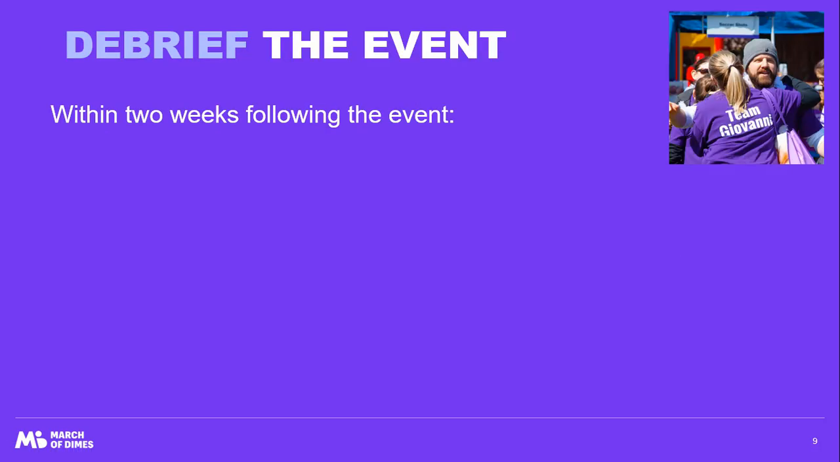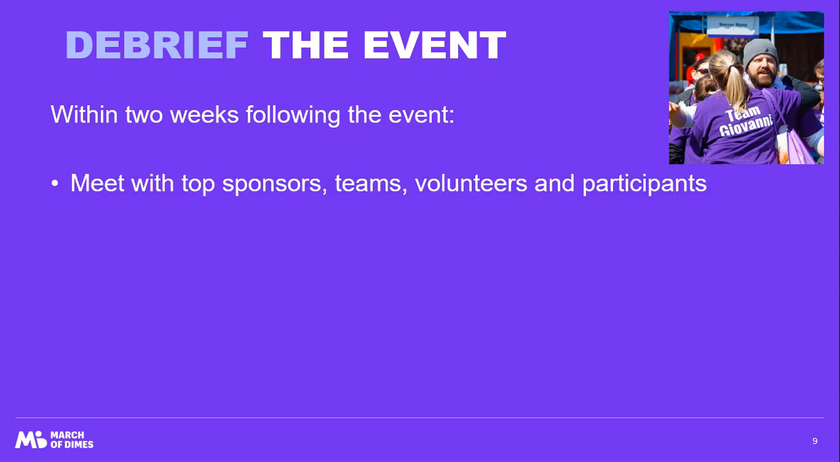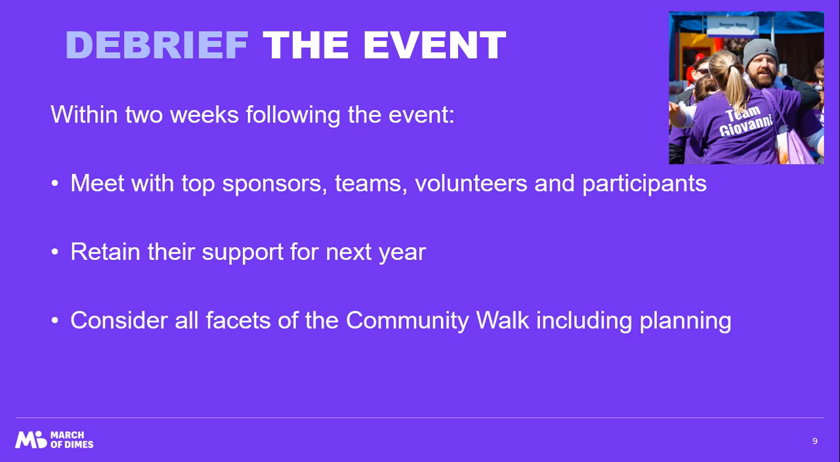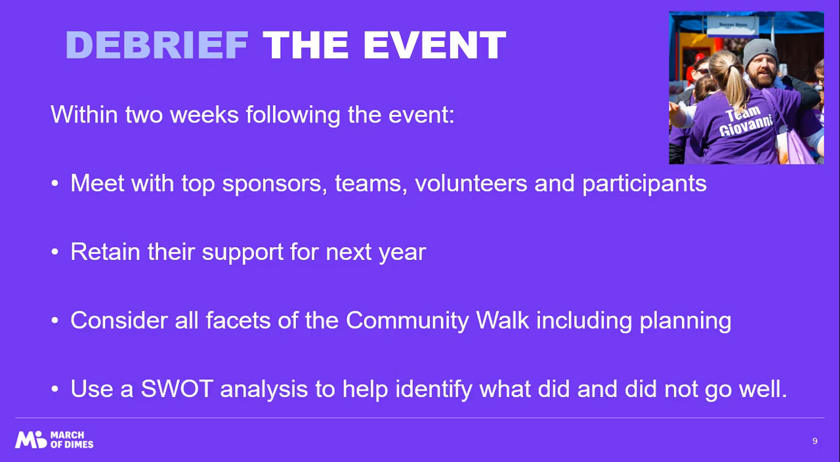Next, take time to debrief with any key stakeholders. Within 2 weeks following the event, it's important to schedule meetings with your top sponsors, teams, volunteers, and participants. You'll want to be honest about what did or did not go well for the event, and retain their support for next year. Consider all that took place leading up to the event as well as the day of the event itself. And don't forget, use the SWOT analysis to help identify what did and did not go well.